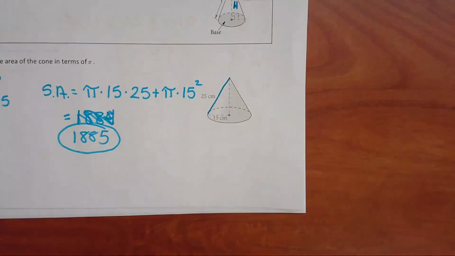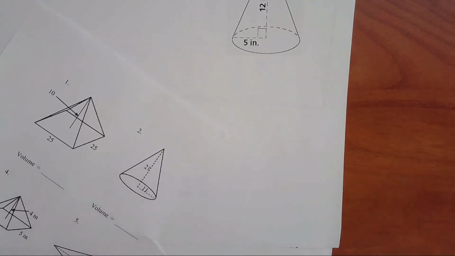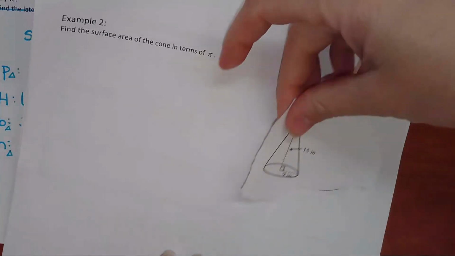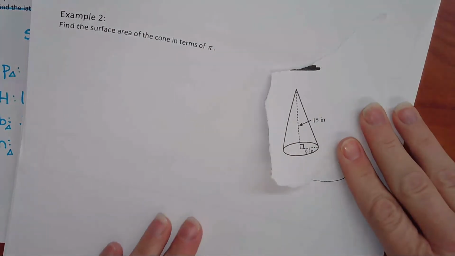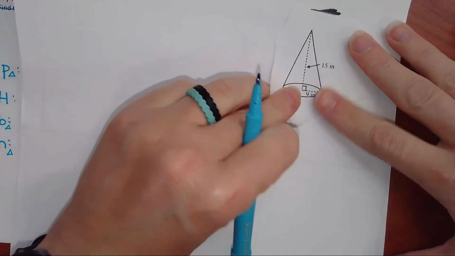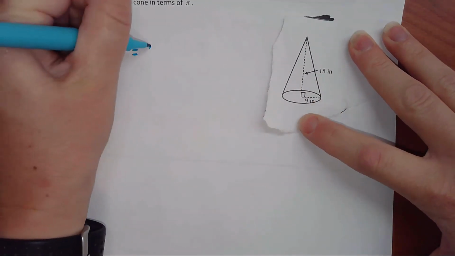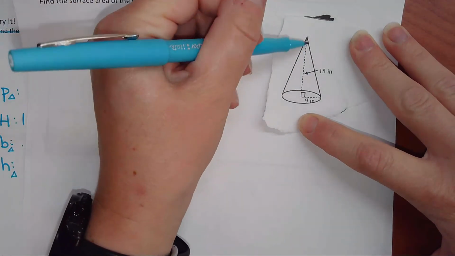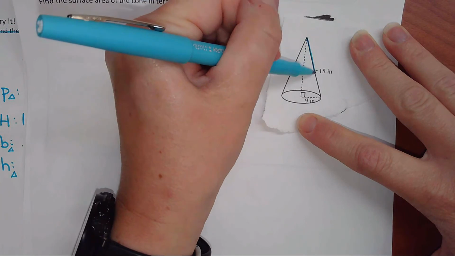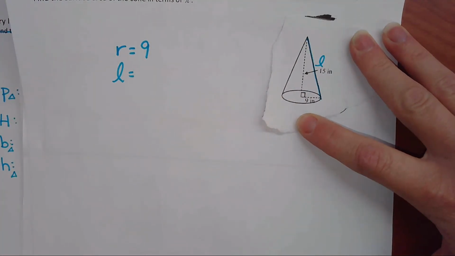Let me show you one more example. We take a look at this one here. I'm switching it up again. If we needed to find the surface area of this cone, again, for surface area of a cone, you need to know the radius, which is 9, and you need to know the slant height. This 15 goes straight up and down. This is your slant height. It is not given to you, so you have to use the Pythagorean theorem.